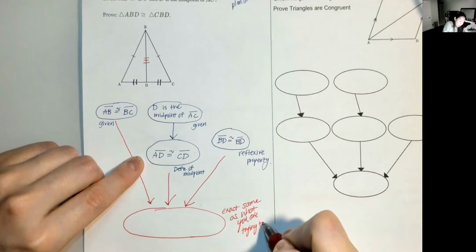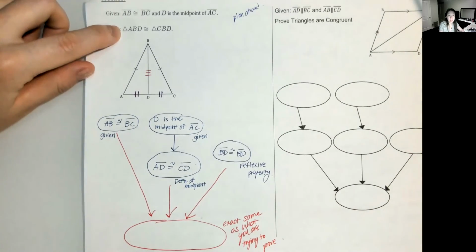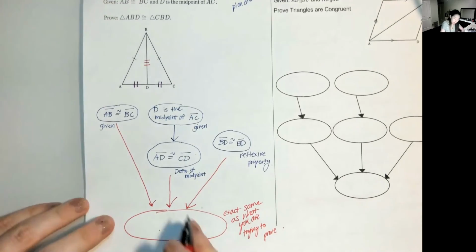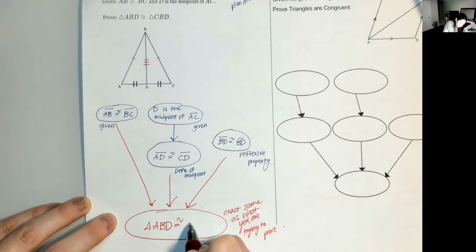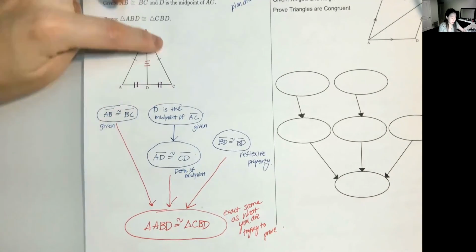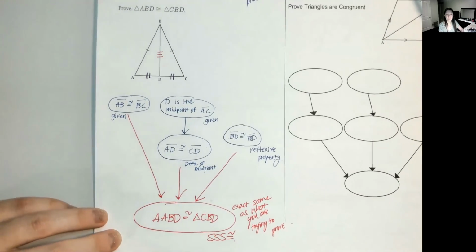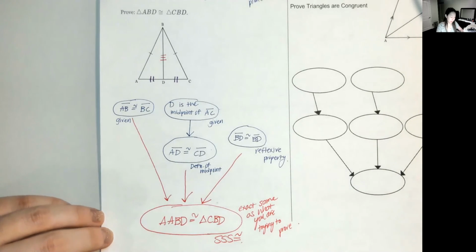If you look at the problem at the very top, it says prove that triangle ABD is congruent to CBD. That's what goes in there. They're telling you exactly what needs to be in your last bubble. And ABD is congruent to CBD by side, side, side. Okay, so that's going to be it.